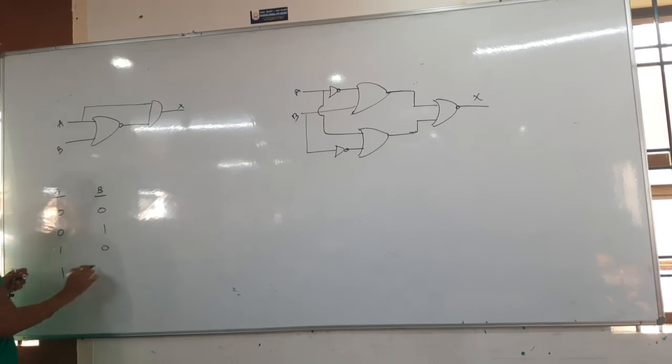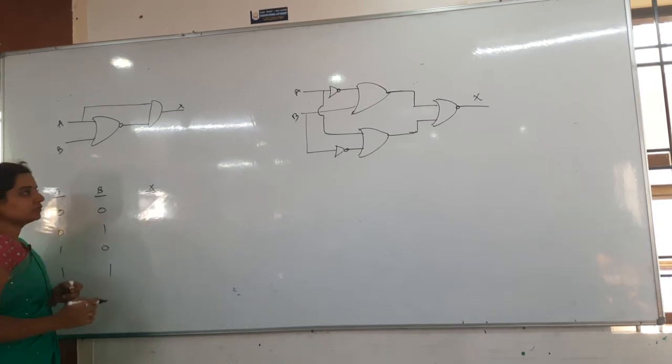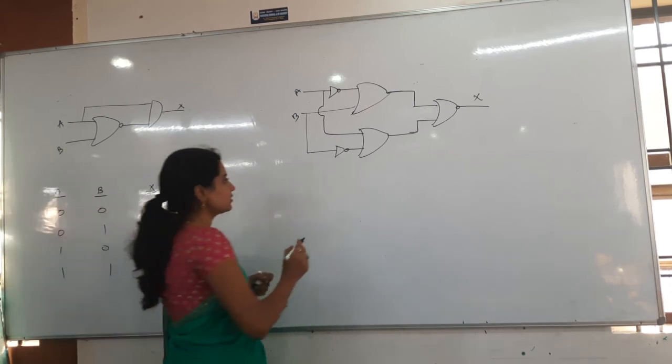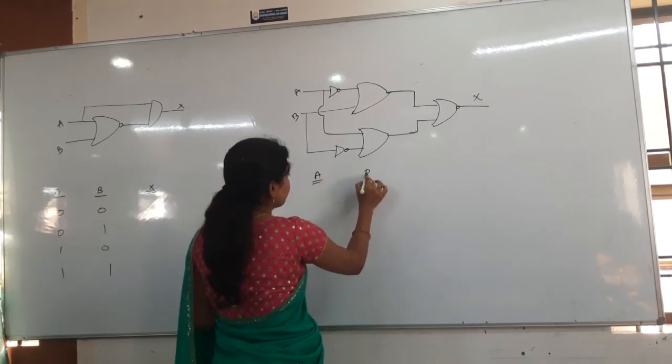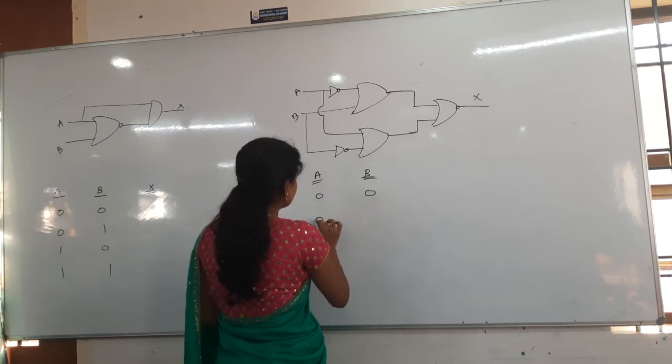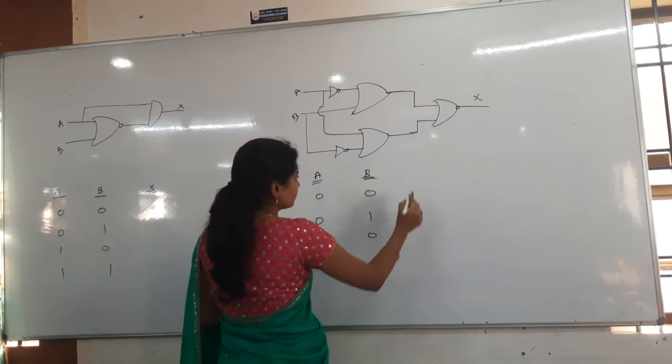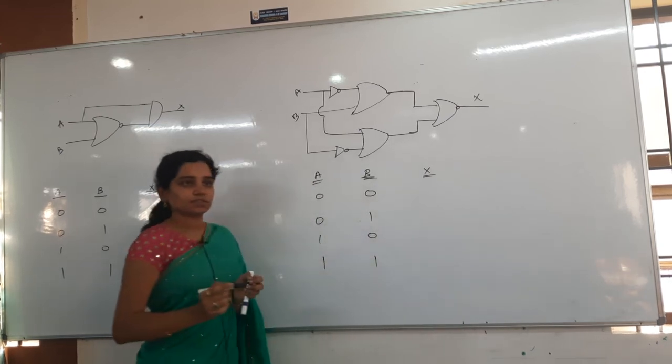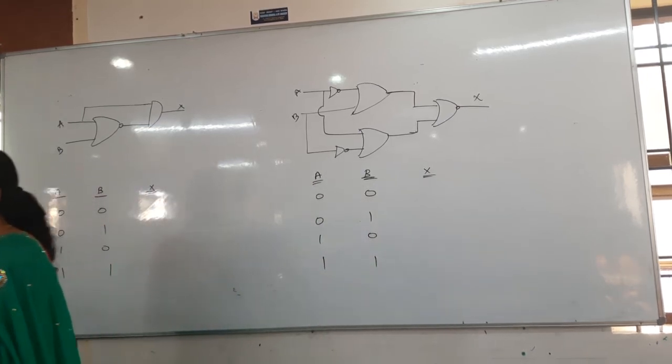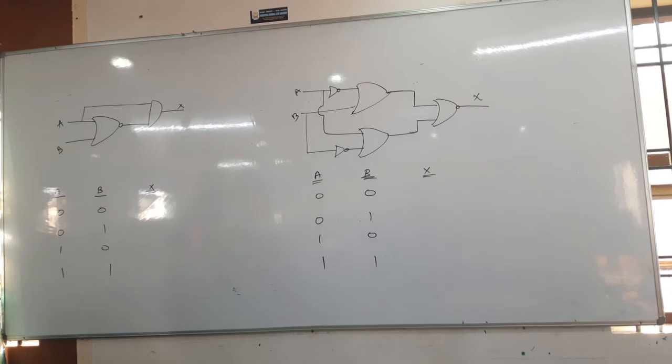0, 0, 1, 0? Anybody else? Wrong. Both are wrong answers. Any other answers? We get some odd answer for this. All 0. Yes, all 0 is the correct answer. Everything is 0 only.